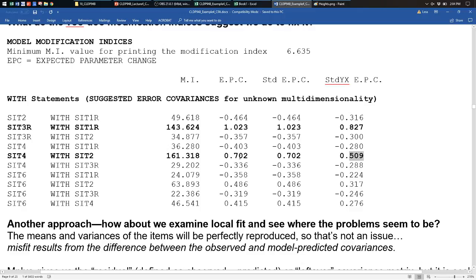So it wants you to let 2 and 4 be related. It wants you to let 1 and 3 be related, even though 1 and 3 wasn't much of a problem. And some of the other relatively high numbers then correspond with the other holes here, 2 and 6, and 6 and 4.